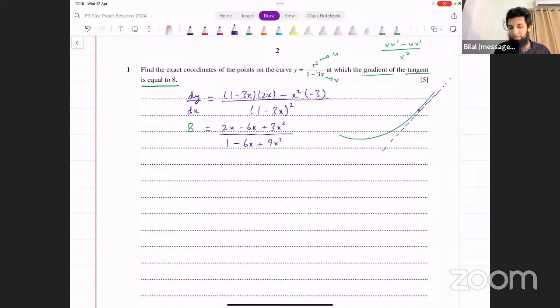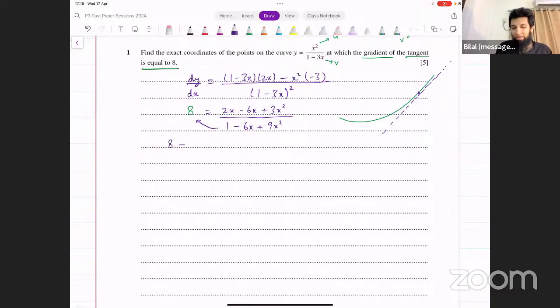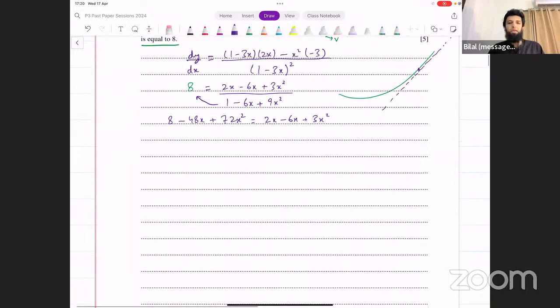that is 9x squared. Now this thing goes to the left side, gets multiplied by 8, and you're going to get 8 minus 6 into 8, that's 48, 48 times x. 9 into 8 is 72, 72x squared, that equals 2x minus 6x plus 3x squared. Now take everything to one side. It's a quadratic equation. Just solve that quadratic equation, okay? And see what you get from that.